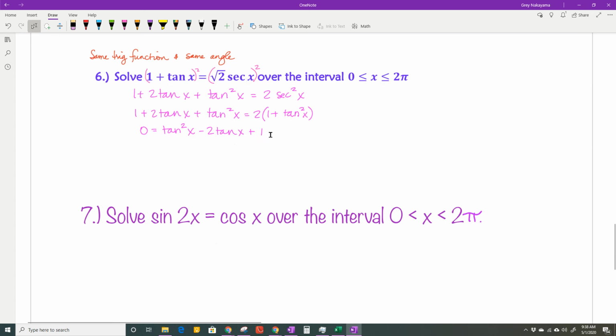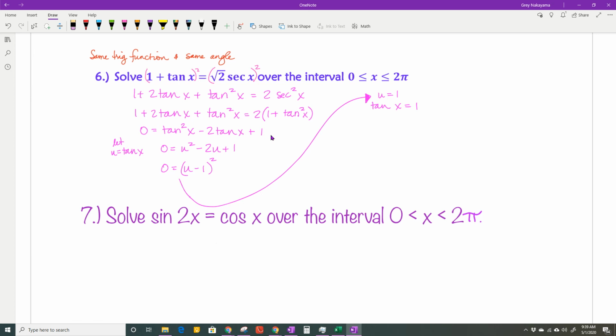So that, I'm sure y'all remember, we'll go ahead and do it. I've got a u substitution because I've got a squared in there. So I'm going to let u equal the tan of x, and that becomes u squared minus 2u plus 1, which factors as a PST, u minus 1 quantity squared. So when I bring that up to the other side, then I'm going to find out that u equals 1. And what does u equal? Tangent of x. So tan of x equals 1.